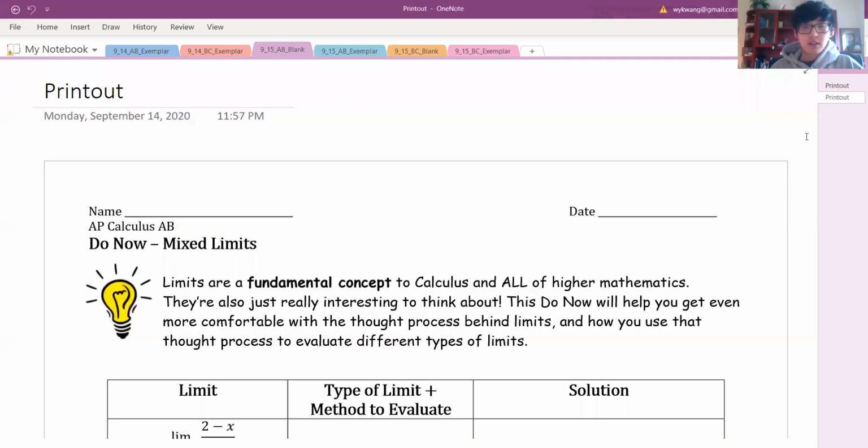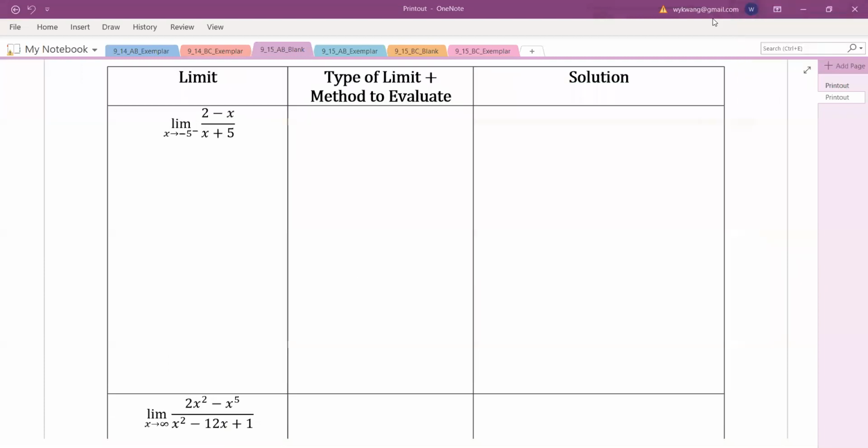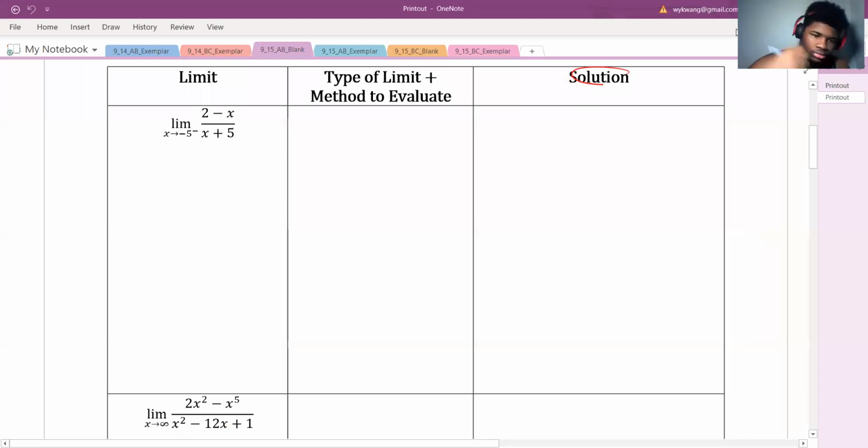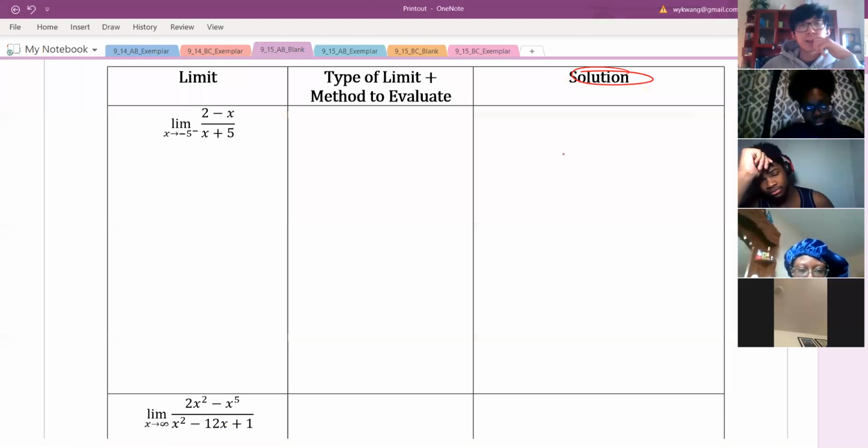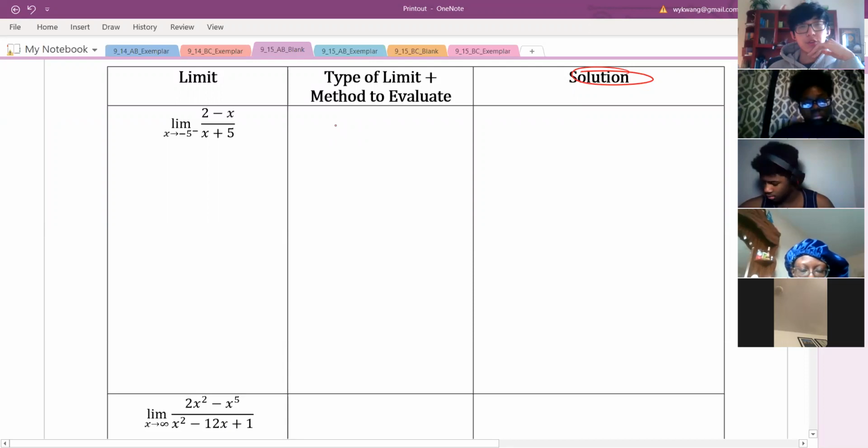Okay, so these are the do now questions that we had today. I'm going to go the extra step of actually solving for it. But in today's do now, all we were asked to provide was the type of limit and then the method of evaluation. So really quickly, I'm going to go through each of these problems.